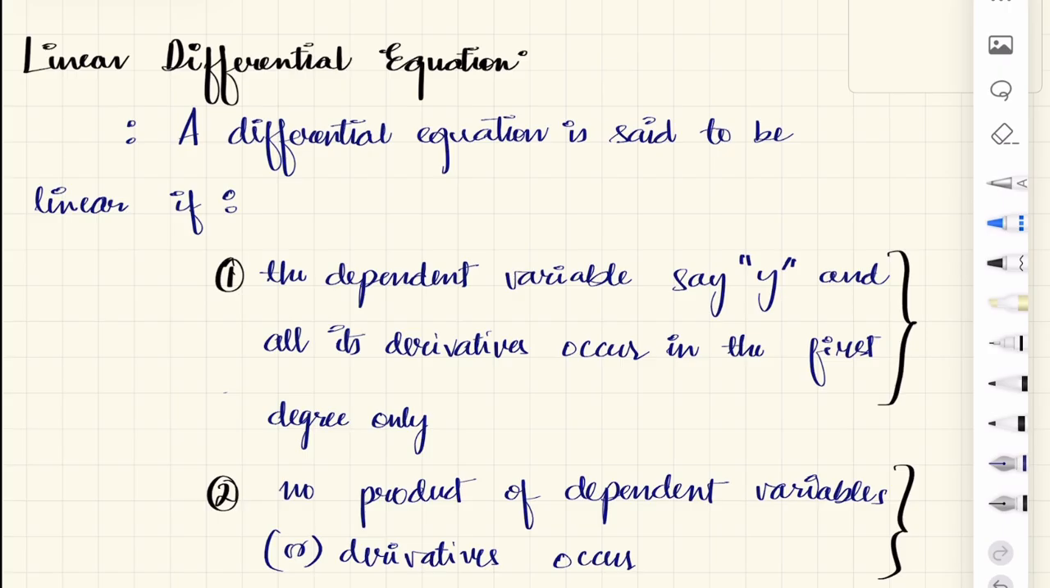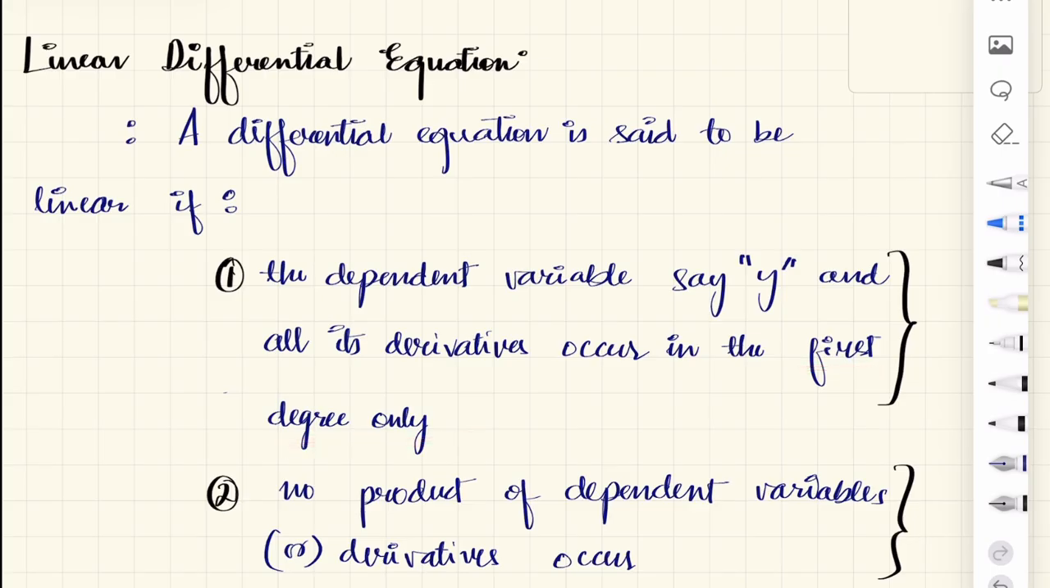So let's see. According to the definition, it is a differential equation. What kind of equation is going to be called linear? This kind of differential equation will be called linear if these two criteria are valid. Like, example number 1, the first condition: the dependent variable, let's say, is y. This dependent variable y and all its derivatives must occur in the first degree only. They are not saying second degree, only first degree, right? This is the first condition.